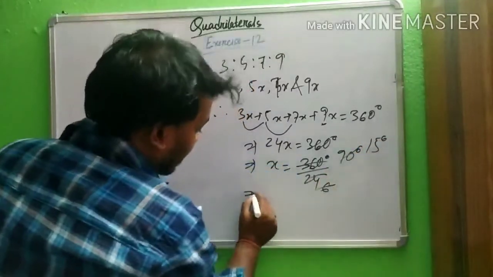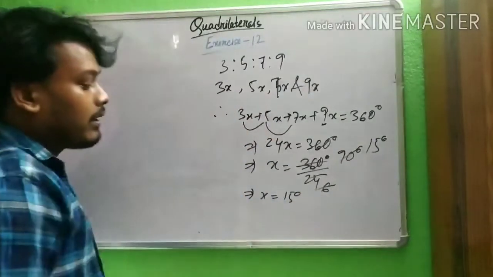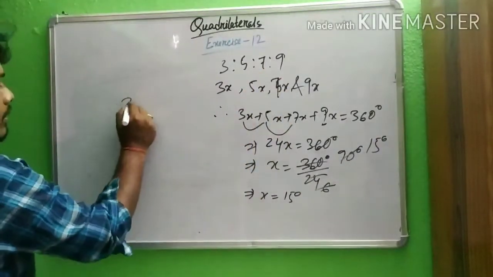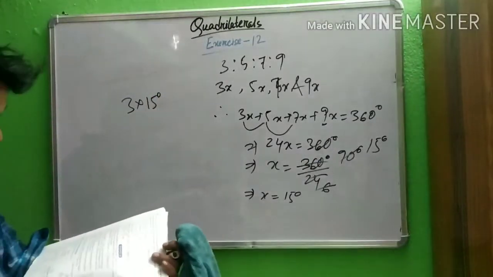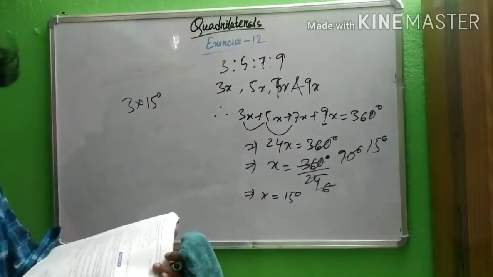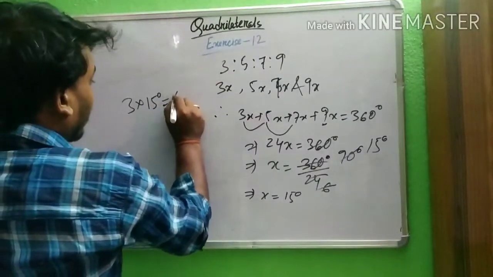So the value of x is 15 degrees. Therefore the angles are 3 into 15. What is the question? Find the measure of the 4 angles. Yes, so we need to find all the values.